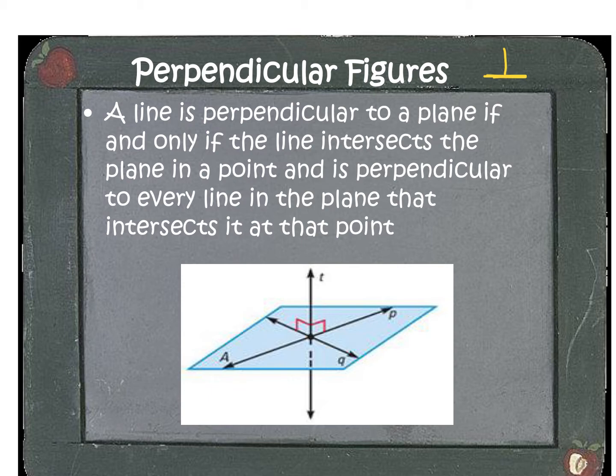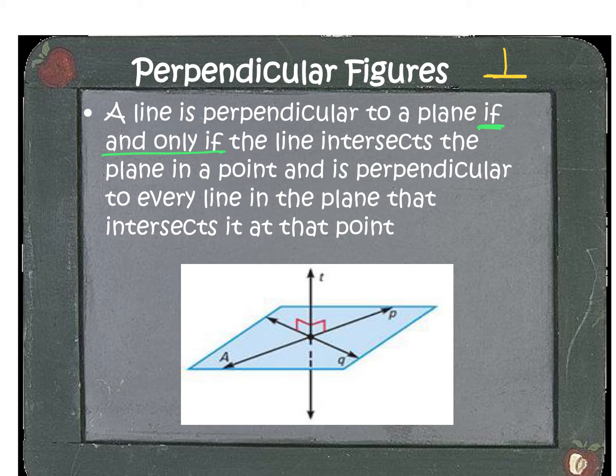Now, in a figure or a diagram like this, the way that we could tell if two lines are perpendicular is perpendicular lines form right angles. So this one states a line is perpendicular to a plane if and only if, oh, we got a biconditional here, if and only if the line intersects the plane in a point and is perpendicular to every line in the plane that intersects it at that point.